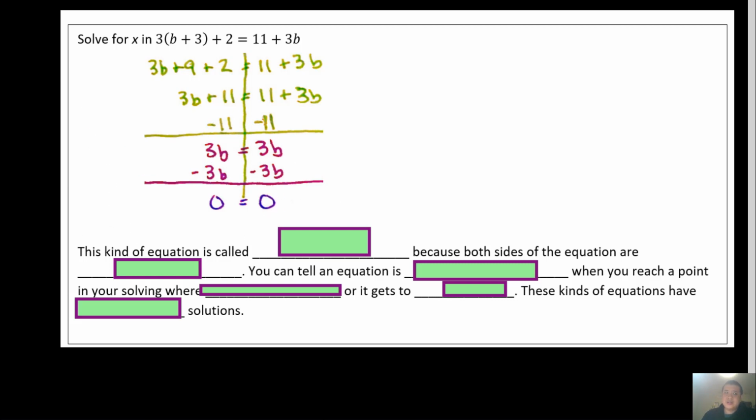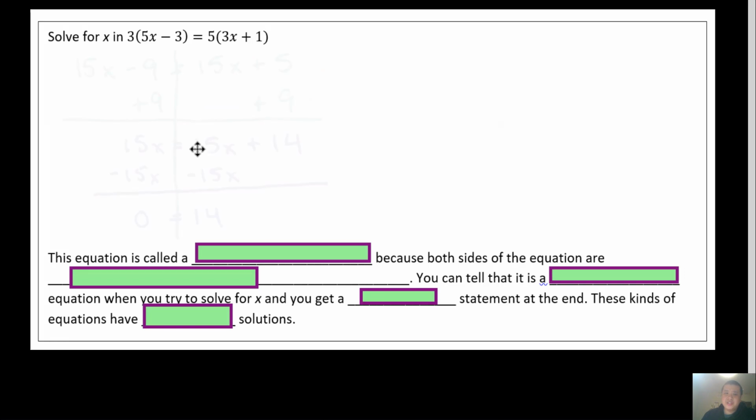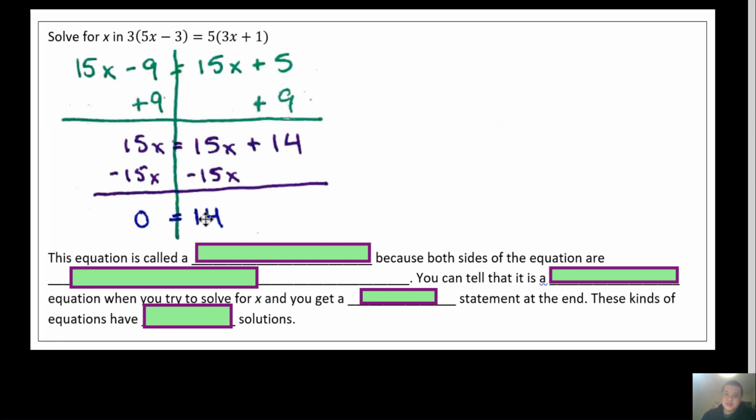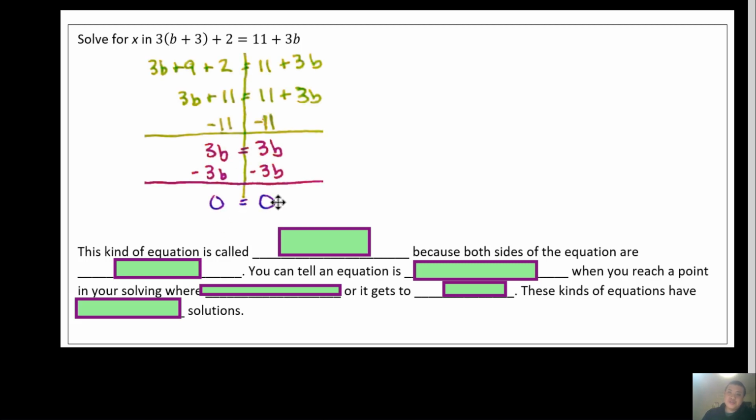Well, this is not a contradiction, because in a contradiction you get a false statement. 0 equals 14, which is false. Here we're getting a true statement. 0 does equal 0. So this cannot be a contradiction. This kind of equation is called an identity, because both sides of the equation are identical to each other.